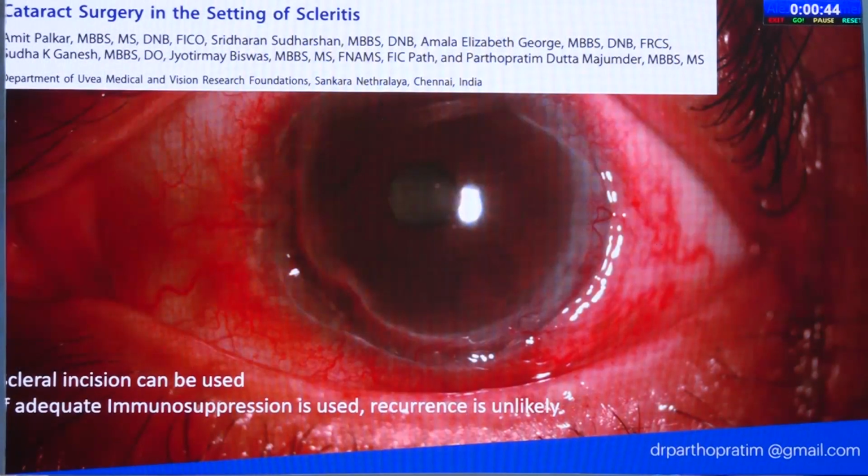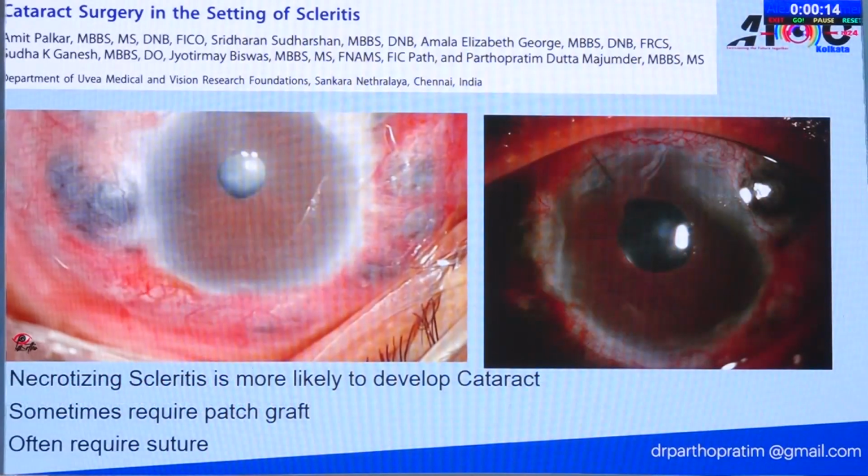Now, coming to my last segment, cataract surgery in the setting of scleritis. We have reported 38 cases of such cataract. What we have realized is that if your immunosuppression is proper, sometimes you can go with the scleral incision. Why scleral incision? Because sometimes you will have a very thin peripheral cornea because of healed peripheral ulcerative keratitis, and you may find it difficult to go for a corneal incision. So in these cases you can go for a scleral incision even in a scleritis patient.